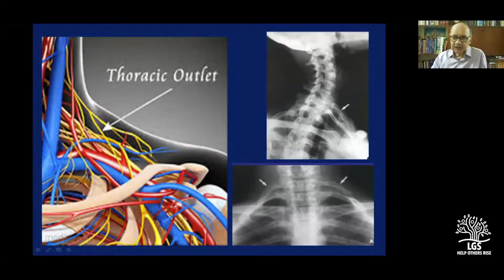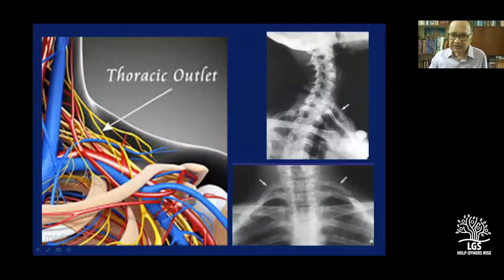And if you have extra ribs, they are present from C7, the cervical rib, and you have T1, T2. There is no loss of ribs. There is only an addition of ribs, and you get bony points. On the right side, the upper X-ray shows you the extra rib there. And I will show you how to read the X-ray.